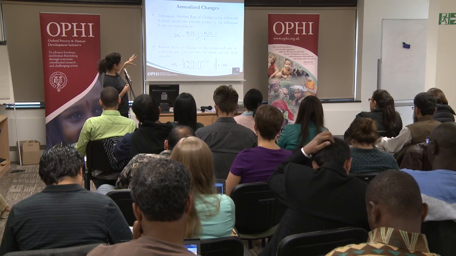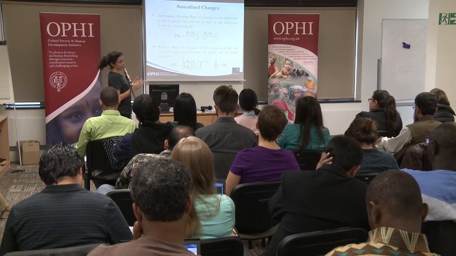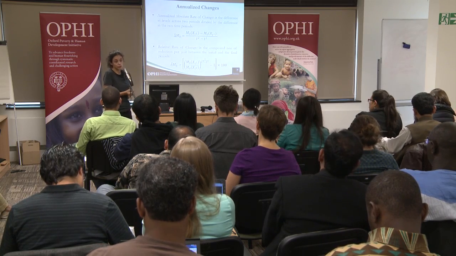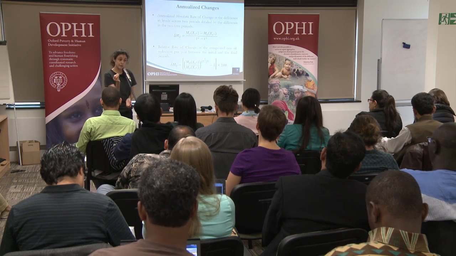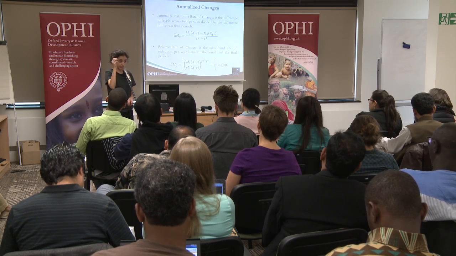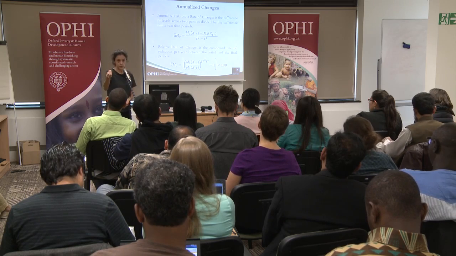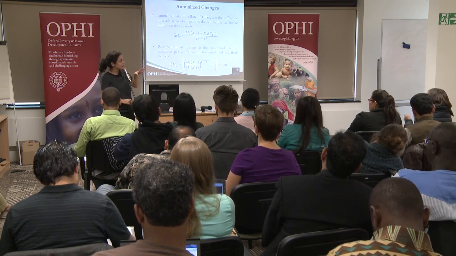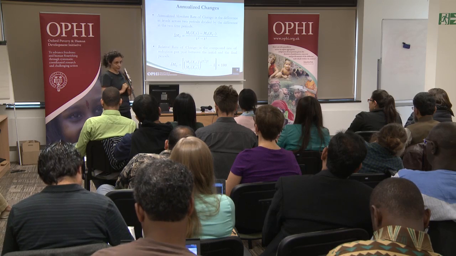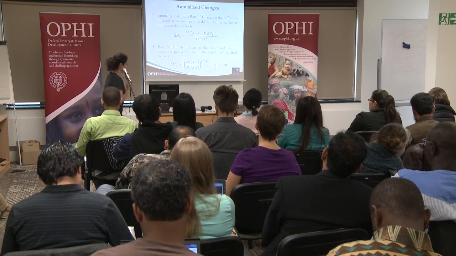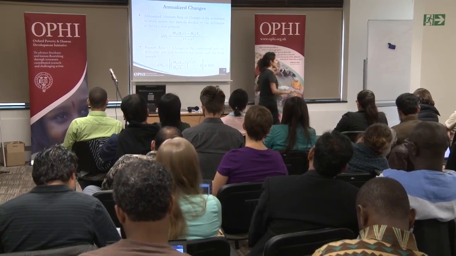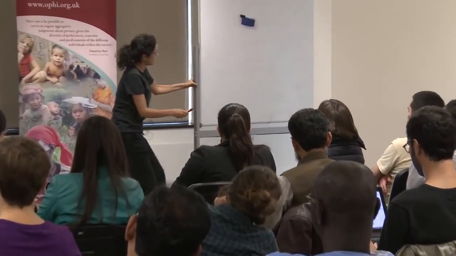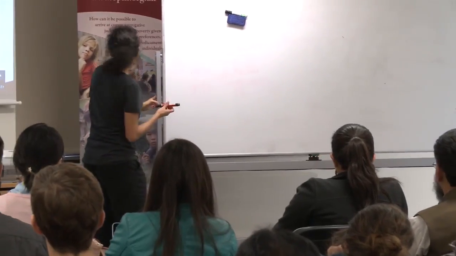So the annualized absolute rate of change is very straightforward. You just take the difference and divide by the number of years. And that gives you how much the country reduced M0 by year. When you go to the relative rate of change, it's a little bit more tricky. I'm just going to write a formula here so you know what I'm talking about. I should have put it in the slide, but I didn't remember.